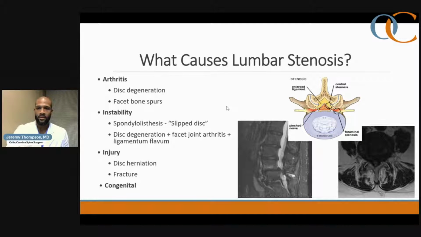Well, usually it's due to arthritis, wear and tear changes of the spine. And that arthritis can be disc degeneration, where you get bulging and flattening of this disc here, which can encroach into the spinal canal. You can form bone spurs on those facets that we talked about earlier, and those facets encroach into the spinal canal. You can have instability, or a quote unquote slipped disc, that can pinch the nerves in the back. But really, it's a combination of all those things together that can put pressure on the nerves in the spinal canal.